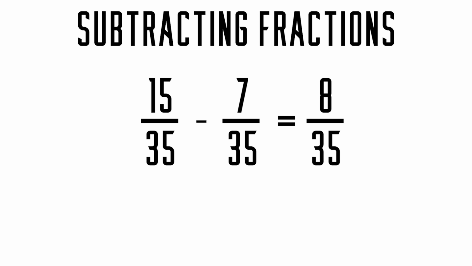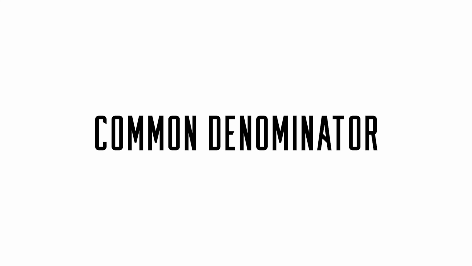Now here we would simplify if we could, but there are no numbers that will divide evenly into both 8 and 35. So the main thing to take away from this video, looking at adding and subtracting fractions, is to find a common denominator for both fractions.